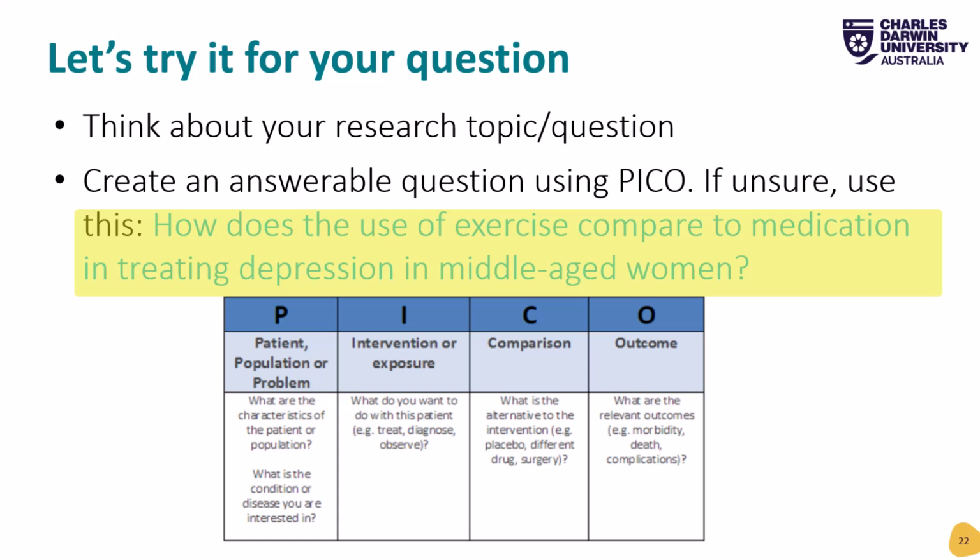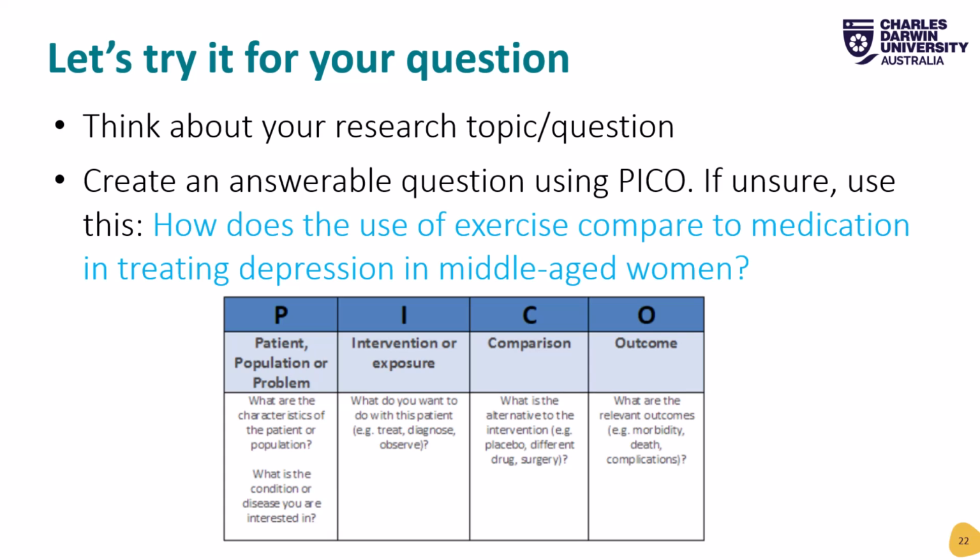For this example, we're going to look at how does the use of exercise compared to medication in treating depression in middle-aged women. We need to break it down into P, what is the population, I, what is the intervention, C is the comparison, and O is the outcome. The population is going to be middle-aged women. The intervention is exercise, the comparison is medication, and O is the treatment of depression.